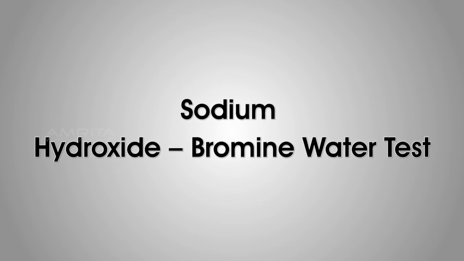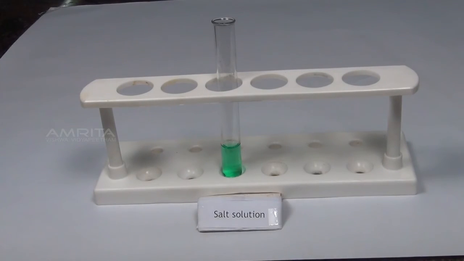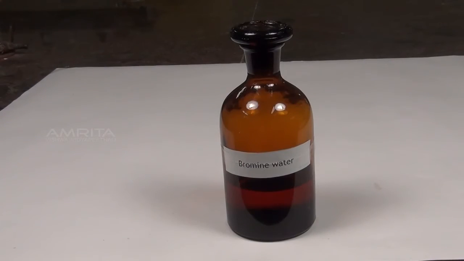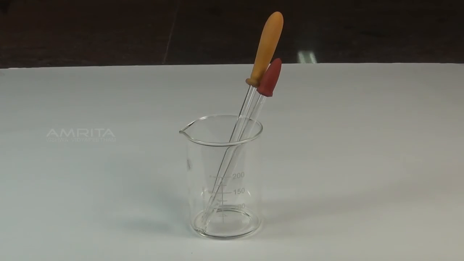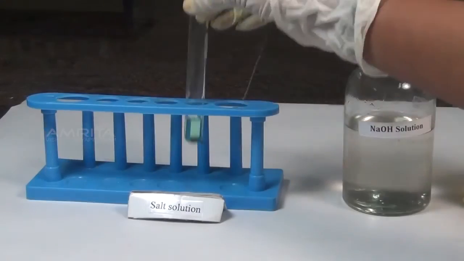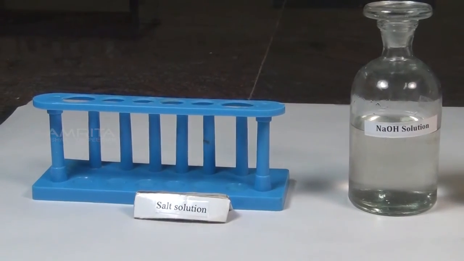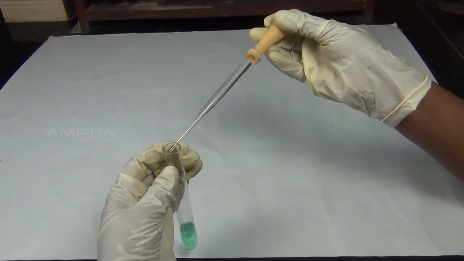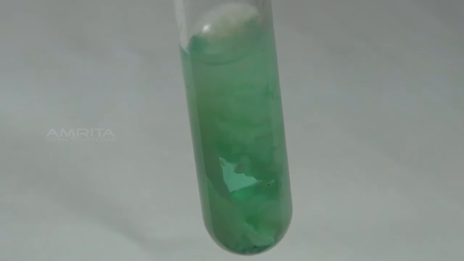Sodium hydroxide bromine water test. Materials required: salt solution in a test tube, sodium hydroxide, bromine water, droppers, test tube holder and Bunsen burner. Procedure: take a small quantity of salt solution in a test tube. Using a dropper, add a small quantity of sodium hydroxide solution to the test tube.